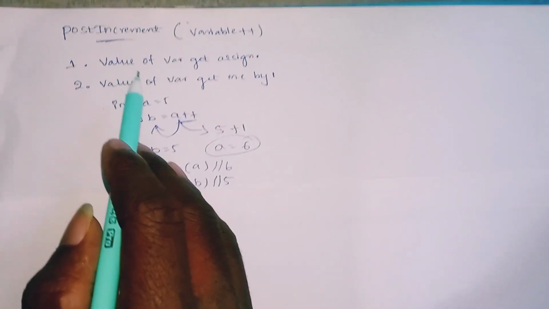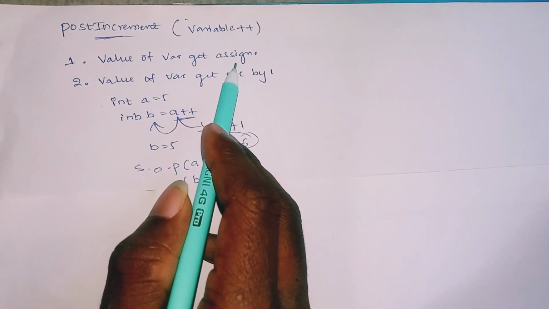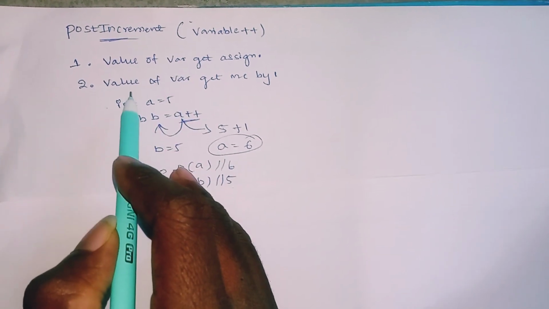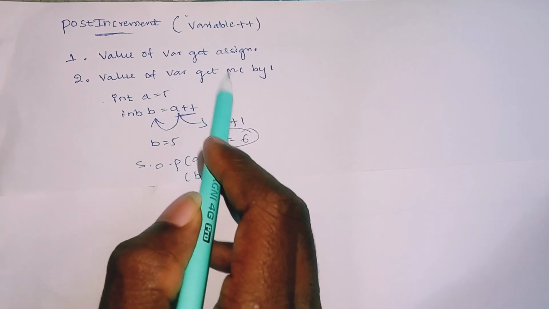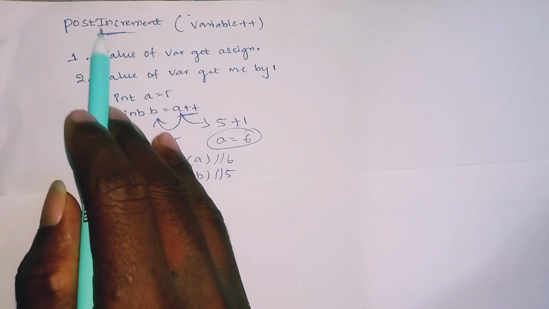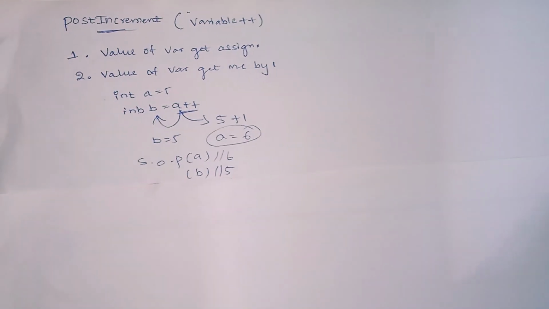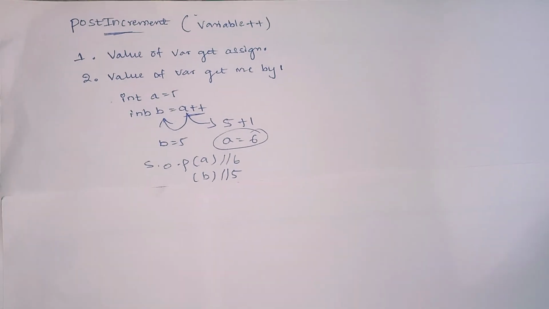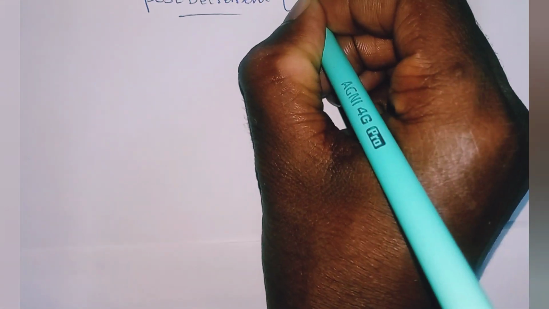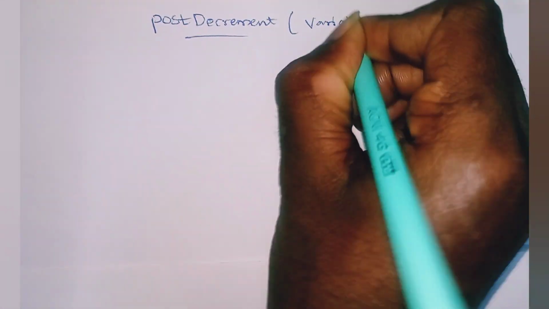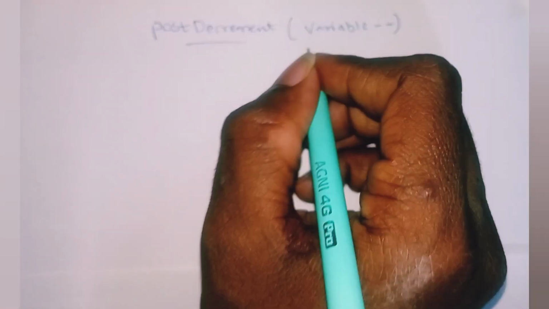The first step is the value of a variable gets assigned to a variable, and next the value of a variable gets incremented by 1, which is completely opposite to the pre-increment operator. So this is how the post-increment operator works. What is the post-decrement operator in Java? It is completely opposite to the pre-decrement operator. It is normally denoted with a variable followed by minus minus. So this is how it normally looks.